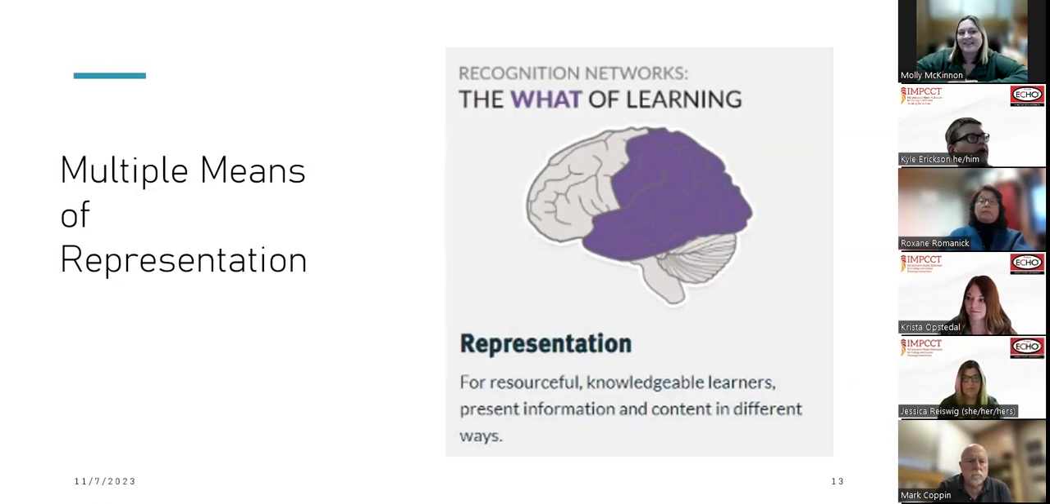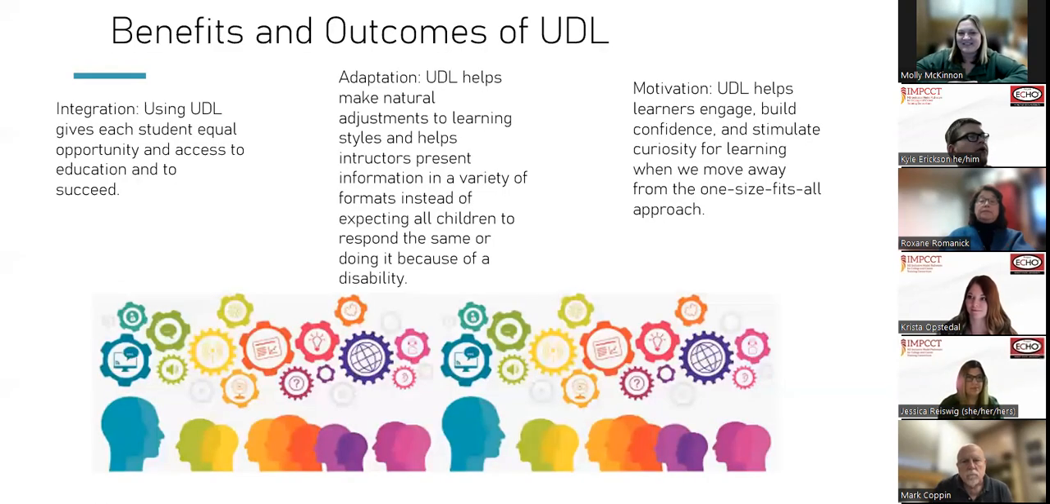So, all right, so that is a very, very quick, oh, I forgot about one slide, sorry about that. So the benefits and the outcomes, people who have done research and various studies on universal design for learning have come to 3 common themes. Integration has been a very big theme. UDL gives all students equal access to education, and we know that is really important at the university level.